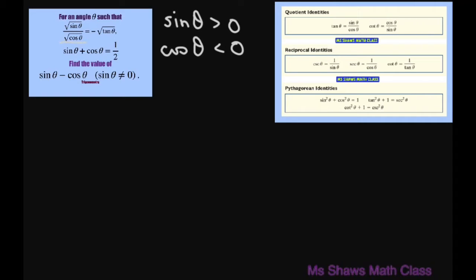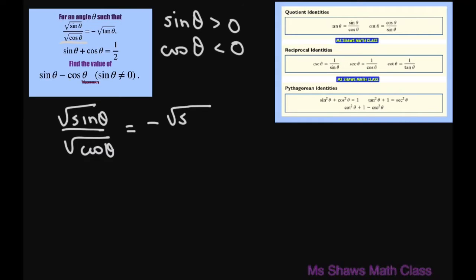If you look at this, it's really like the square root of sine of theta divided by the square root of cosine of theta equals negative the square root of sine of theta divided by cosine of theta. Let's just go ahead and put the whole thing. All right, so that's basically what this says.